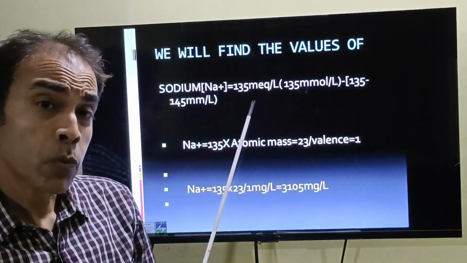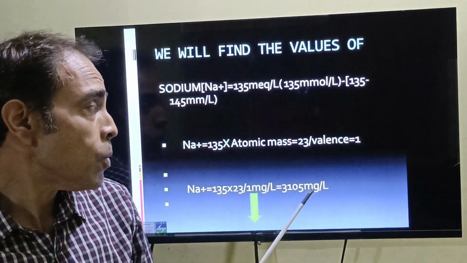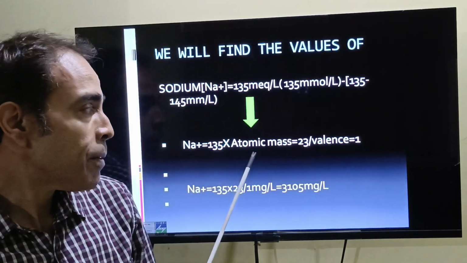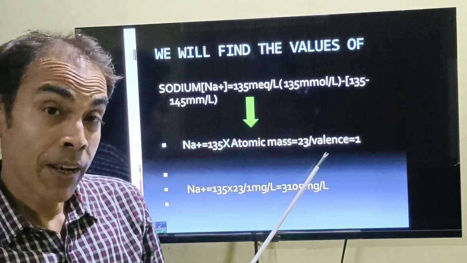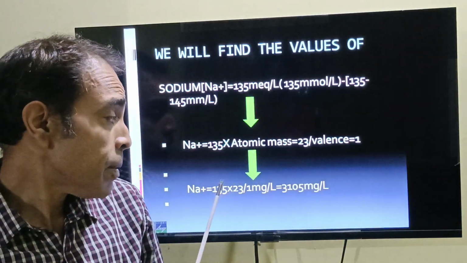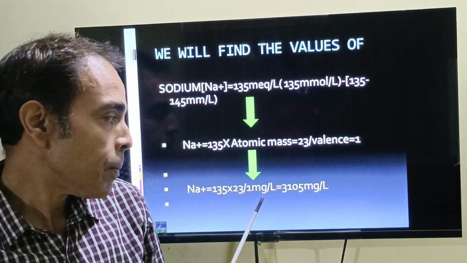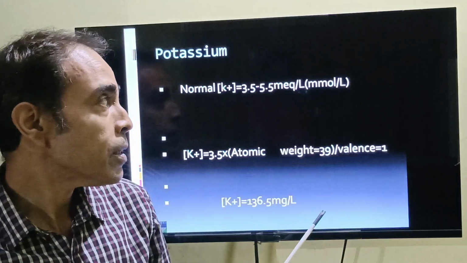Now if you want to convert this 135 milliequivalents to milligrams, what you have to do is multiply this sodium 135 with the atomic mass, which is 23, and divide by the valency. So this comes to 135 times 23 divided by 1, which is 3105 milligrams per liter.